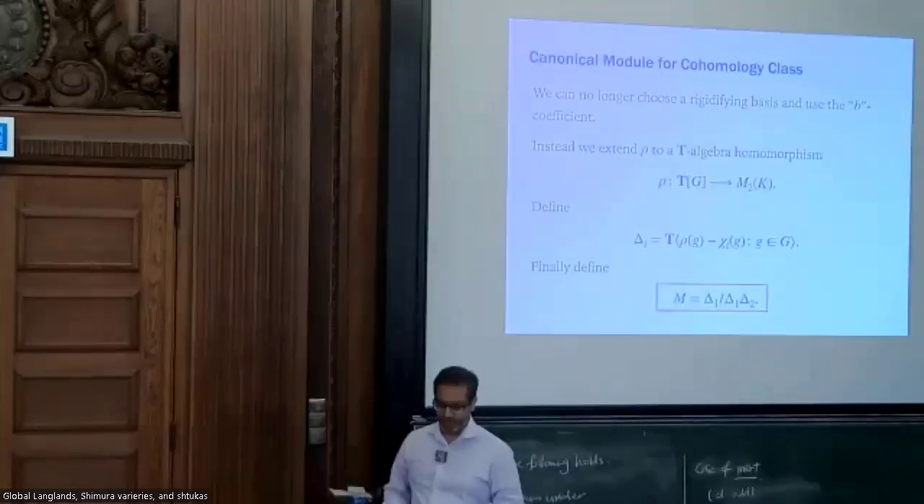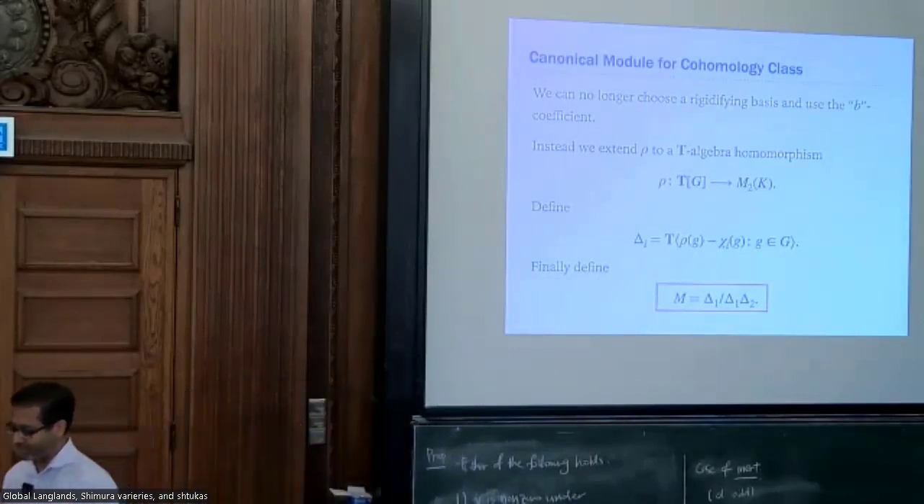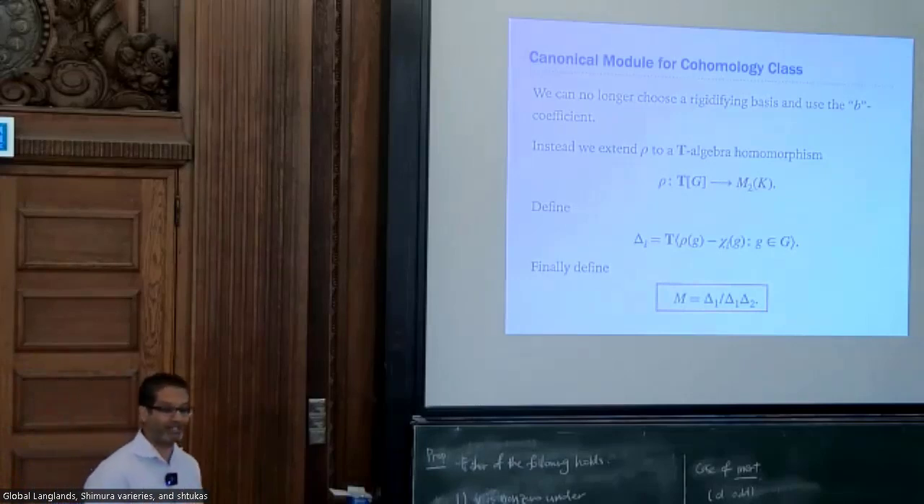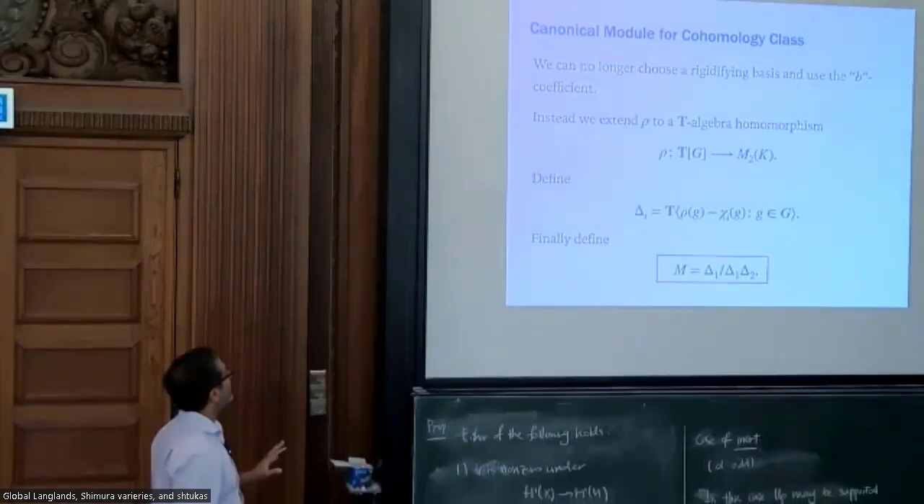So, kind of flipping the Mazur and Wiles construction around, what's easy now is to define the module and to show that you have a cohomology class, and what's hard becomes proving the fitting ideal construction. Okay, so we don't choose any special basis. It doesn't matter what basis you choose. It's a basis-free construction.